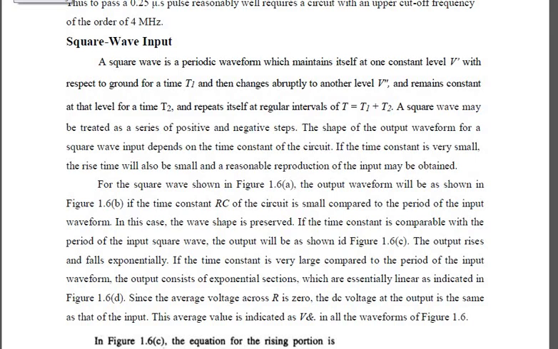Okay. So the square wave, we'll repeat it once again. The square wave is a periodic waveform which will be maintaining itself at one constant voltage level V dash with respect to the ground for a time t1. Then after some time t1, it will be abruptly changing its voltage level to V double dash. After that it will remain constant at that level for time t2, and this cycle will be repeating for the number of time intervals that you have given. Depending upon your particular application, you will be giving the time intervals. So it repeats itself at regular intervals of time t, given as t1 plus t2. A square wave may be treated as a series of positive and negative steps.